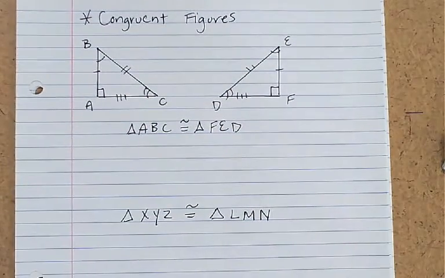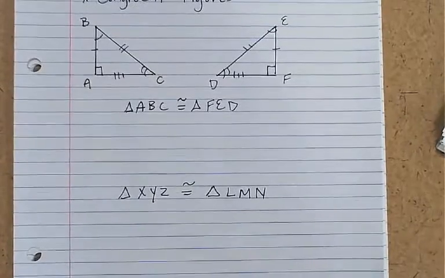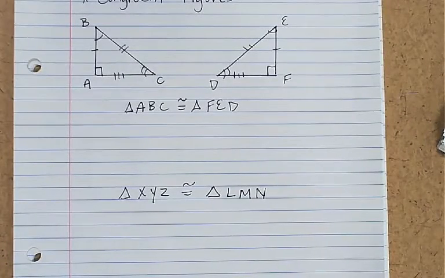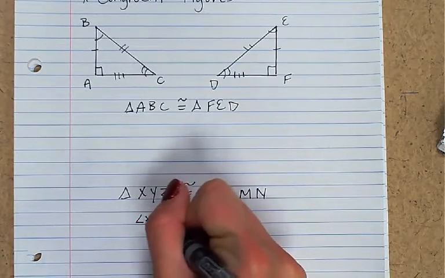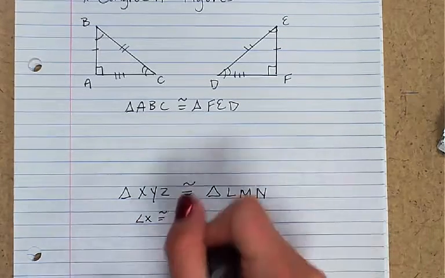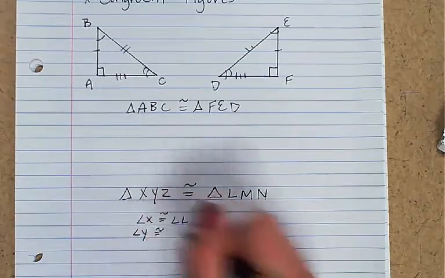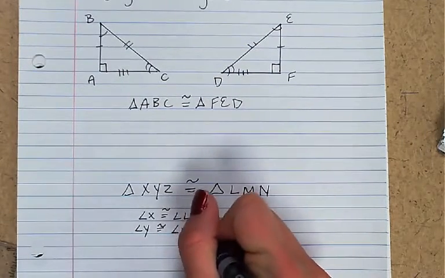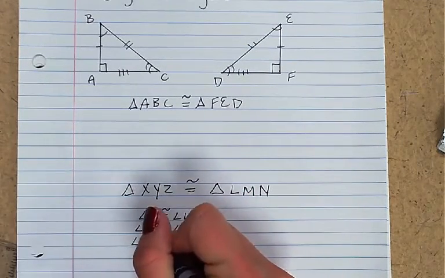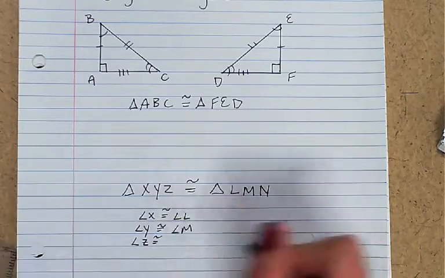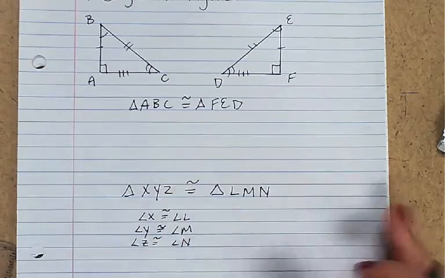Again, the reason that the order matters is because then you can get what parts are congruent without even seeing the shapes. So down here, I just wrote down a random triangle XYZ is congruent to triangle LMN. Without even seeing the figures, I know that angle X is going to be the same thing as angle L. Angle Y would have to be congruent to angle M. And lastly, angle Z has to be congruent to angle N because of the order they're in.